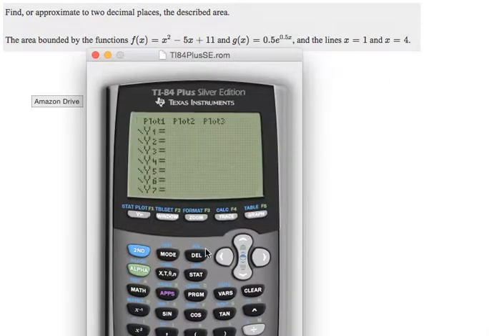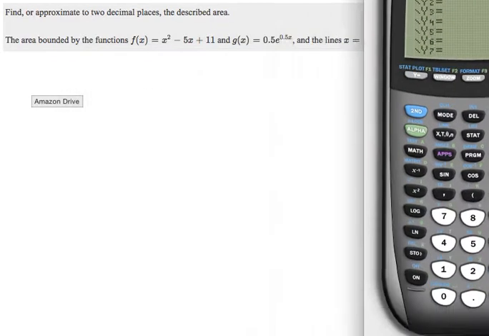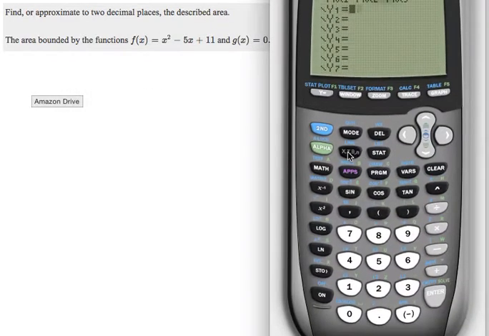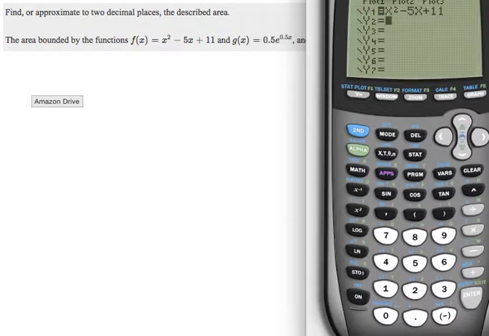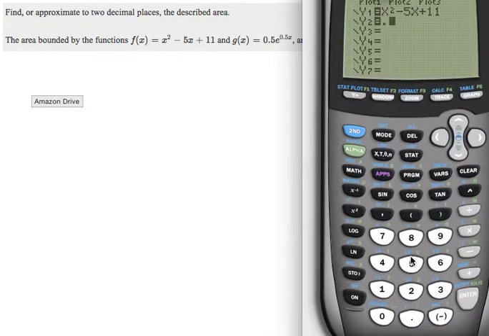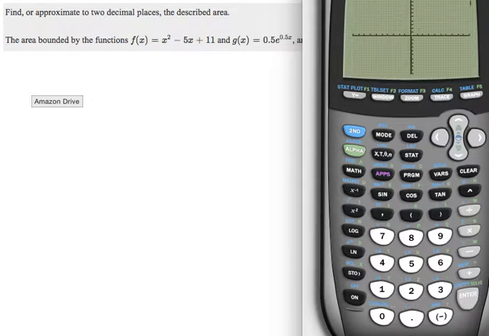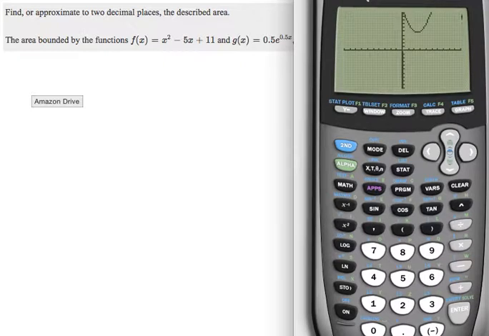Let's go to y equals. We're going to enter the two functions. So x squared minus 5x plus 11 into the y1, and into y2 we'll enter 0.5 times e to the power of 0.5x. Alright, and let's just go see what happens when I graph it. I may need to adjust my axes.